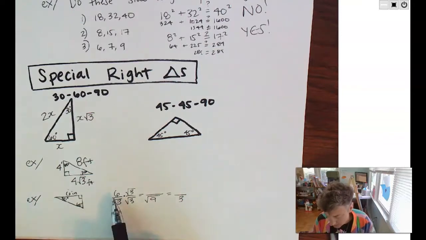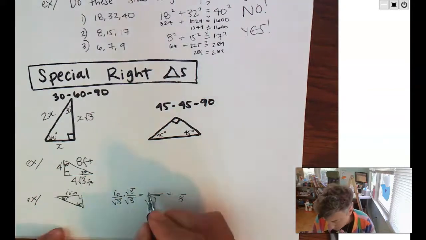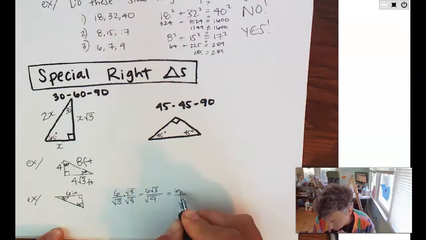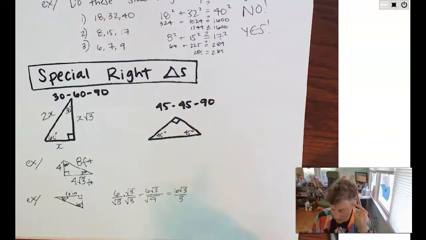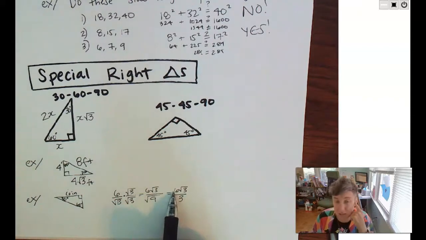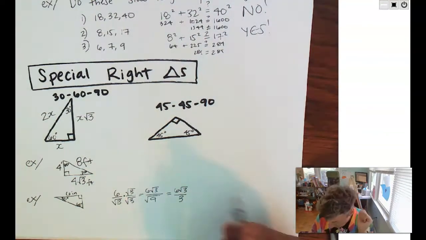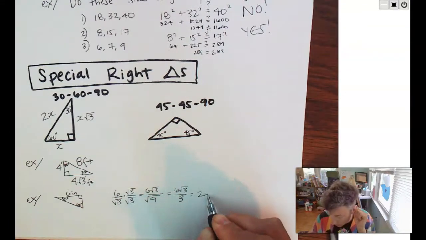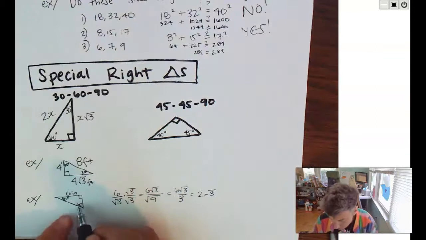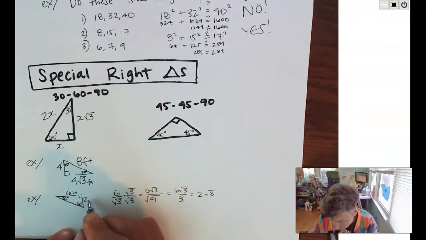Now, how do we do this 6 times square root of 3? We just do 6 times square root of 3. So that's just 6 times square root of 3. But then we say, hang on a second. I could divide this 6 on the outside, nothing on the inside, leave that guy alone. 6 on the outside by 3. 6 divided by 3 is 2. So our final answer here is 2 square root of 3, which is how long our smallest side is. 2 square root of 3.